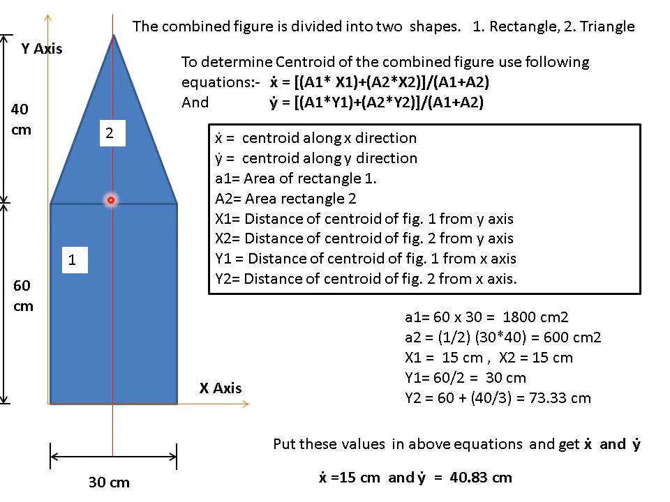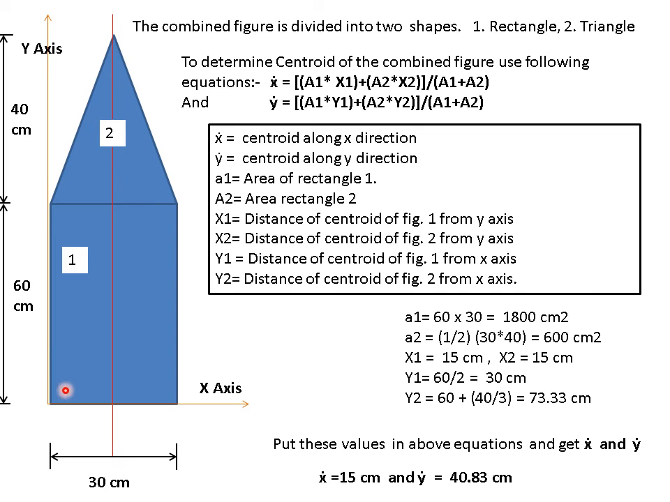Second, since it is a triangle, the area is 1 half base into height. The base is 30 centimeter and the height is 40 centimeter. So put in 1 half into 30 into 40, and you'll get the answer.